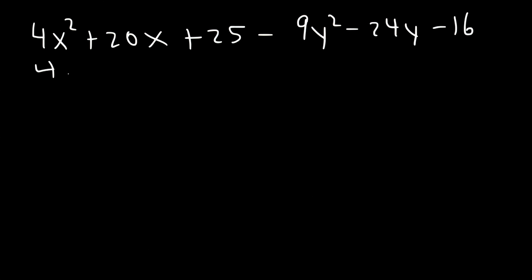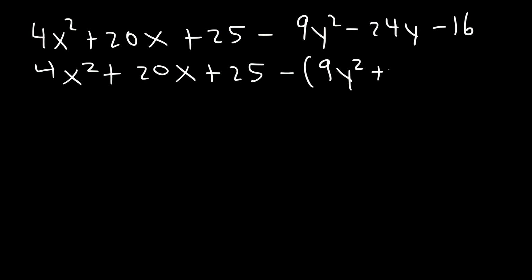Now the first thing I'm going to do is take out the negative 1 from the first three terms on the right. So it's going to be positive 9y squared plus 24y plus 16. Now the first three represent a perfect square trinomial. The square root of 4 is 2, the square root of 25 is 5, 2 times 5 is 10, which is half of 20.